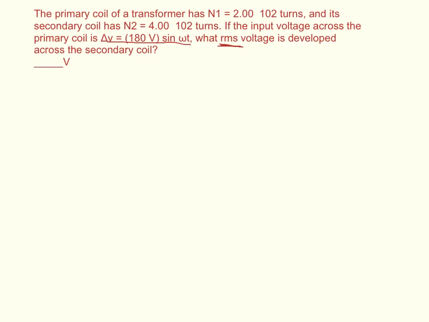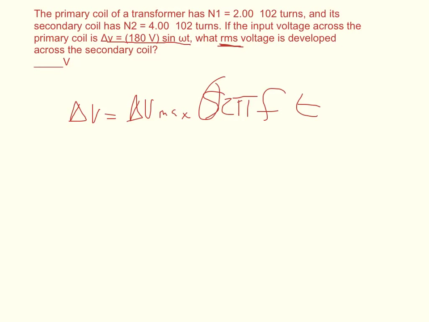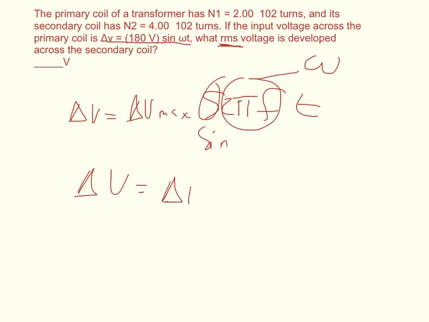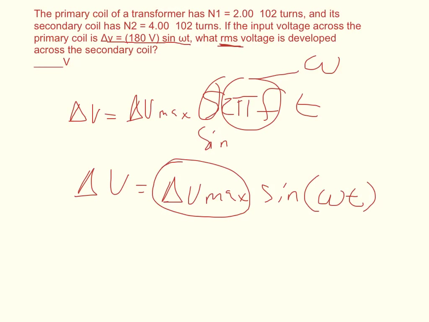So if you remember that delta V is equal to delta V max times the sine of 2 times pi times the frequency times time. Okay, so 2 pi times frequency is omega. So we got delta V equals delta V max sine omega t. So what it's telling us is that it has given us the delta V max.